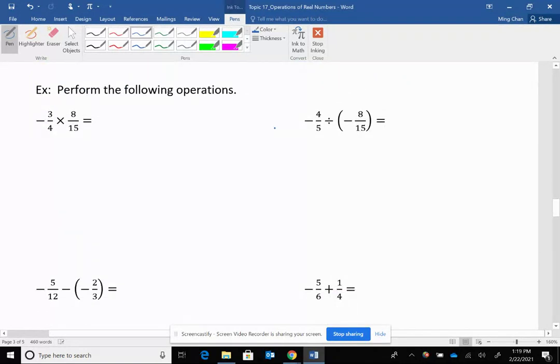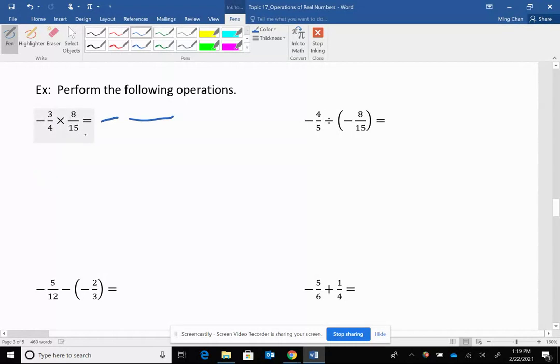Okay, perform the following operation. So these two are multiply and divide. So we're going to use the multiplication division rule. So negative fraction times a positive fraction. My answer will be negative. Let's go ahead and take care of my signs. Okay. All right. So now I'm just focused on fraction.